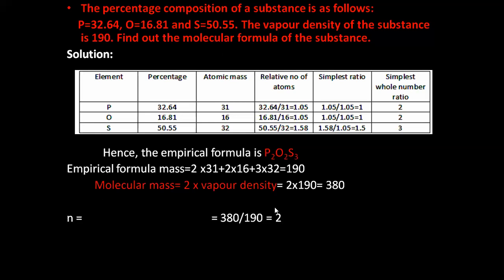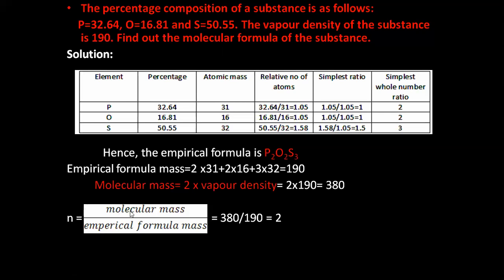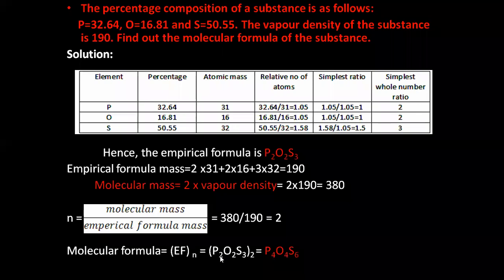Once we are done with that, n will be equal to molecular mass by empirical formula mass. Molecular mass 380, empirical formula mass 190. So what we get is 2. Hence, molecular formula will be equal to empirical formula into n. Empirical formula we have got, multiply by 2. What it will give us is P4O4S6. That is nothing but the molecular formula of the substance.